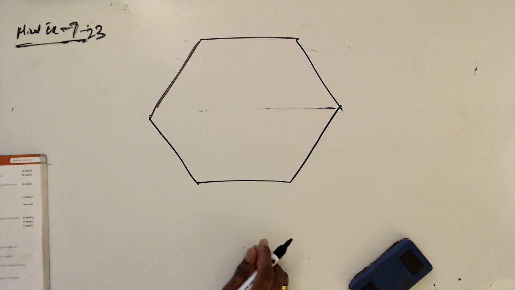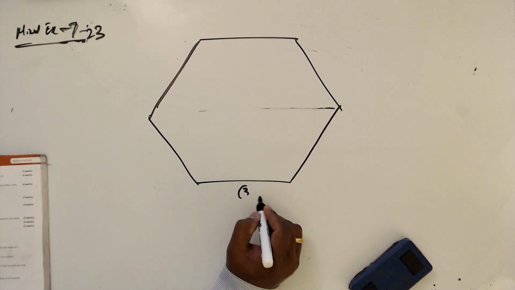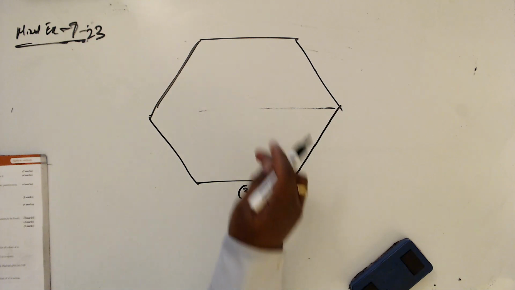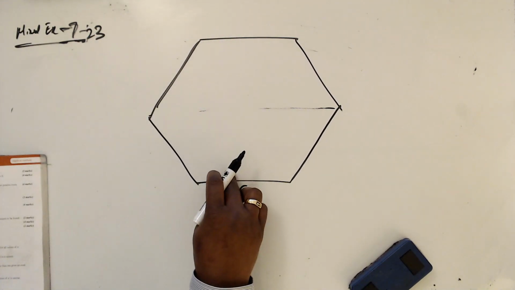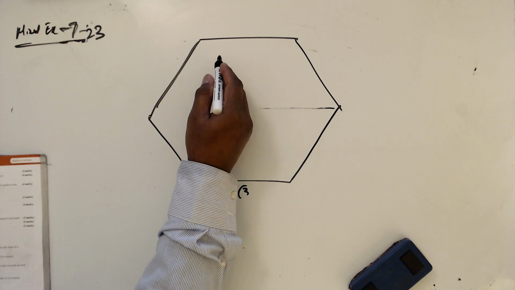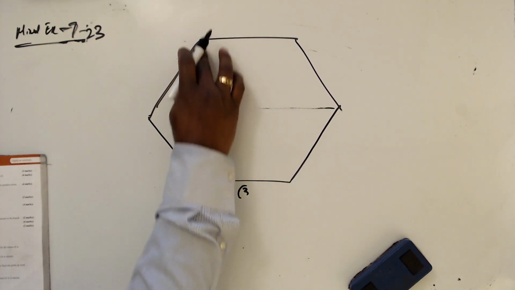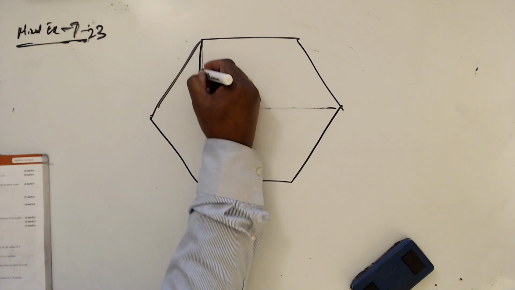Question number 23. Prove that the distance, where one side is square root 3, so the distance between opposite edges, is a rational value. Okay, so this is the distance. I'll consider this opposite edge, and I'll consider this one.